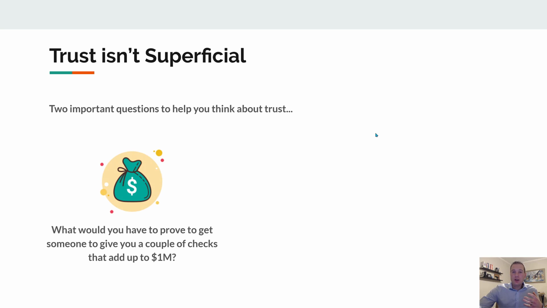First one is, what would you have to do to prove to someone that they should give you $1 million? You may not raise $1 million in your first round of funding, but typically, entrepreneurs are going to raise several funds as they continue to build their company. And so if you're going to get several checks that add up to $1 million, how do you justify that? I mean, if you had $1 million of your own life savings, what would somebody else have to do to convince you to give them that money on the chance that there's a return?